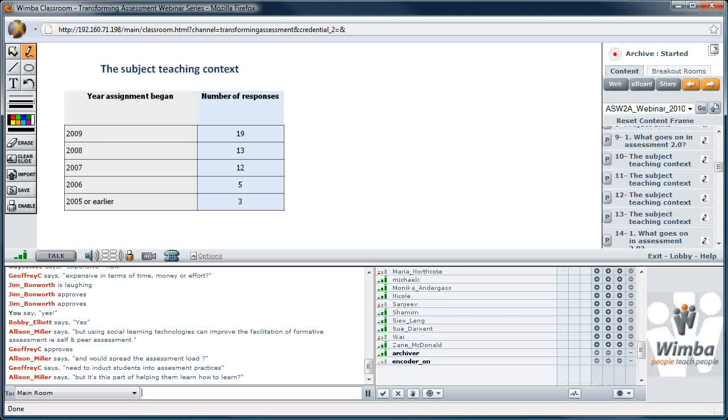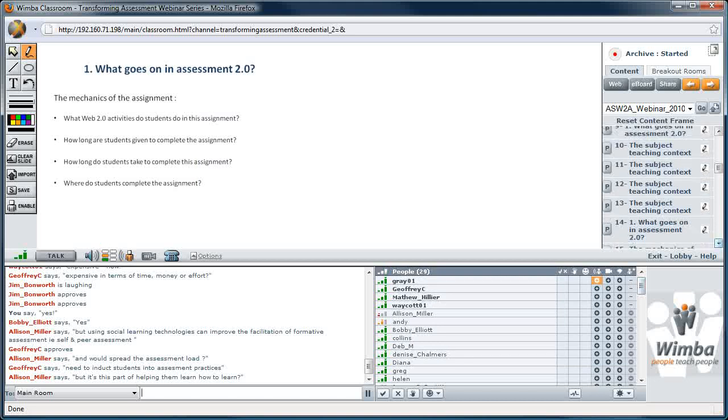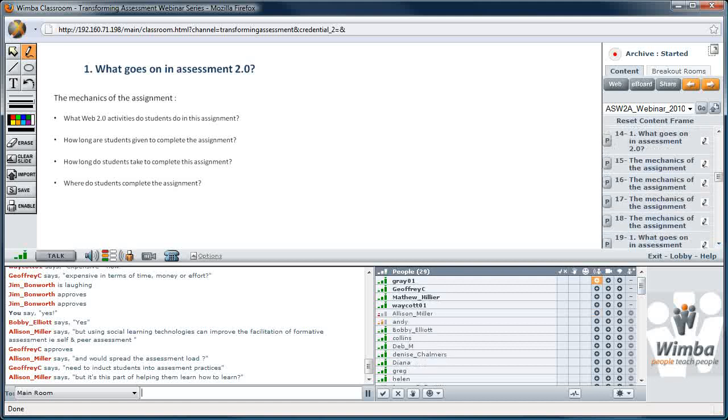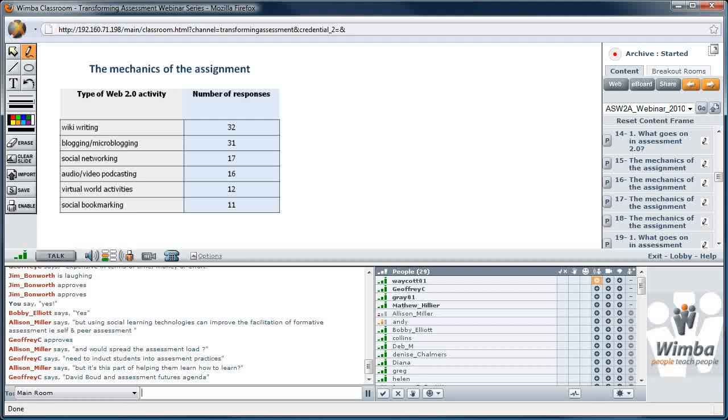Perhaps unsurprisingly, the most common Web2 activities that students were being asked to do were wiki writing and blogging. We did have a number of people who said that they were using social networking, podcasting, virtual world activities and social bookmarking, but this question and most of our questions allowed for multiple responses. And when we looked at the descriptions of the assignments in more detail that came up in these surveys, we found that there weren't many where students were being specifically asked to undertake activities like social networking or creating podcasts. In many cases, students were given a wide range of tools that they could choose from.